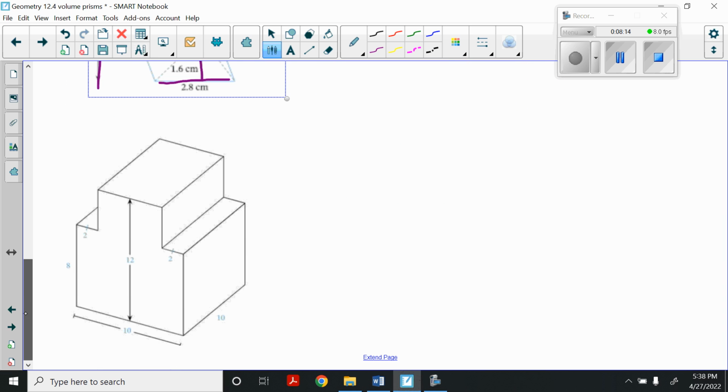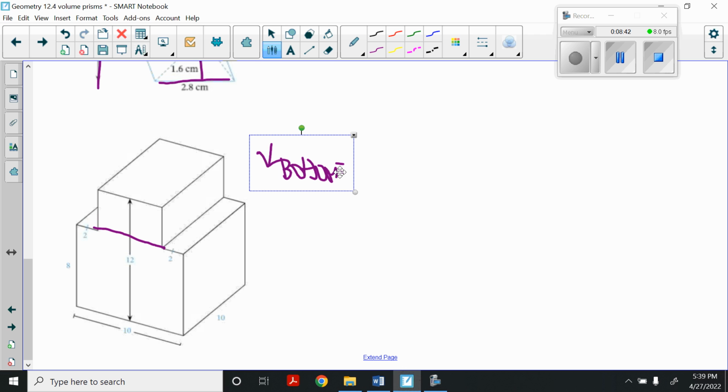So now the next one, I notice this is not any of the prisms that I recognize, but this is like when we did the area of composite shapes. We're now going to do volume of composite shapes. So I see that I can split this up into a bottom and a top piece and find the volume of each individual.